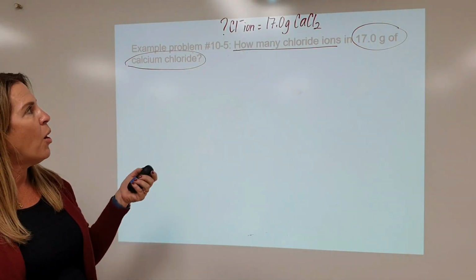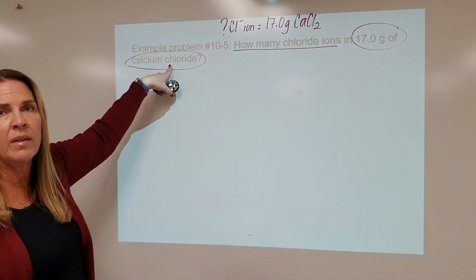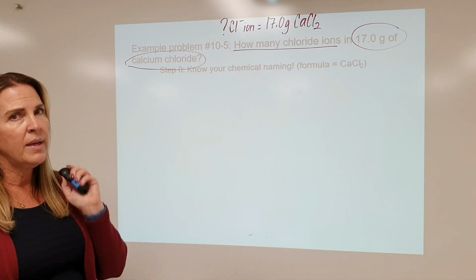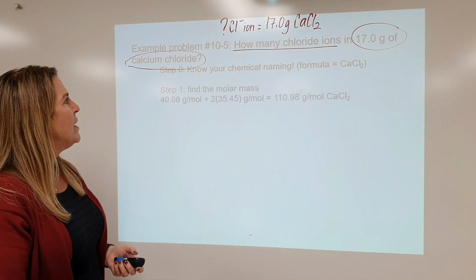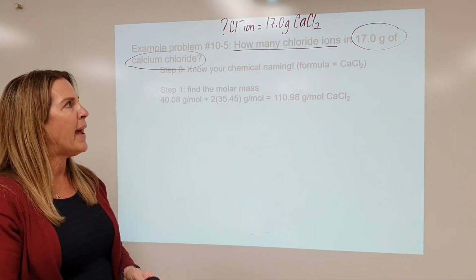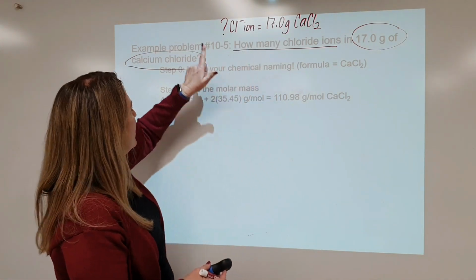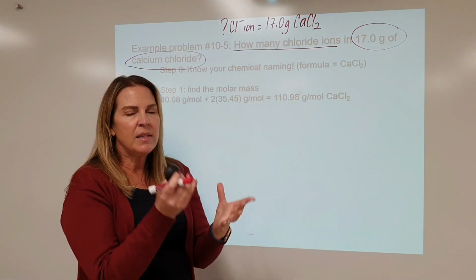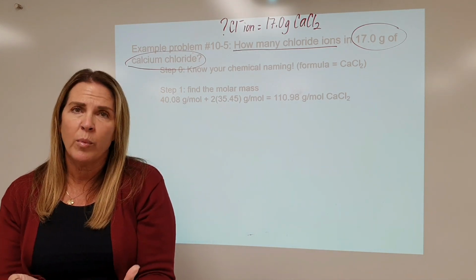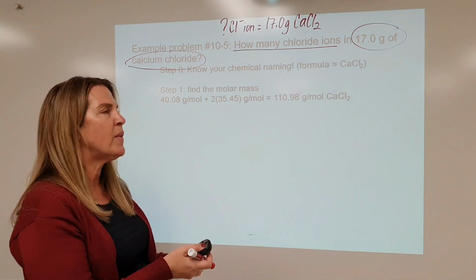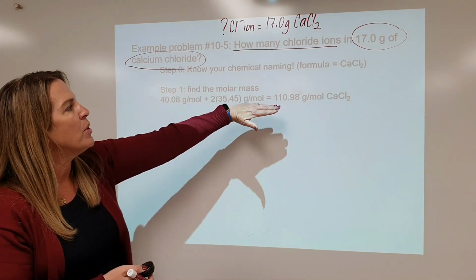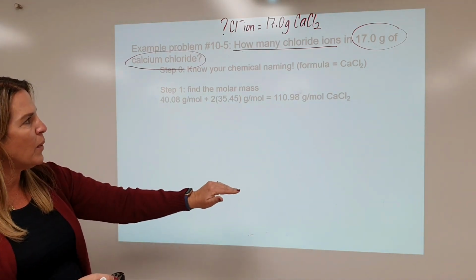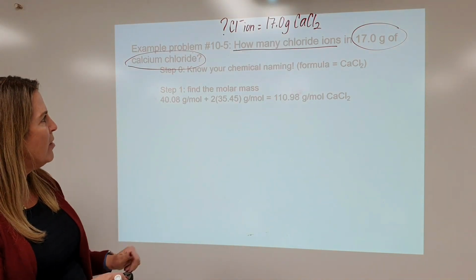So, as always, you have not been given the chemical formula, so you need to start there. Step 0, get that chemical formula. Step 1, find the molar mass, because we're in grams, and mass is not a way that we can equate numbers of things. So we have to get into that moles unit. In order to do that, we are going to be using the molar mass. We're starting in grams. We're going to be dividing by the molar mass.